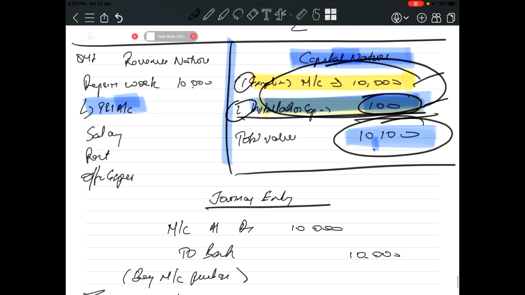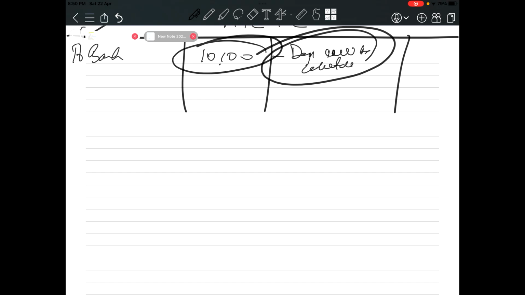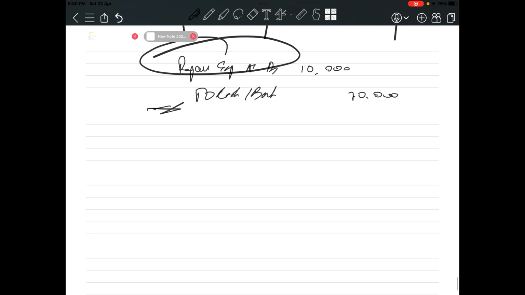Now if you have done some repair work, in this case what will be the journal entry for this? Repair is an expense, so repair expense account debit to bank or cash, 10,000 rupees. Now this is a nominal nature, so at the year end it will be closed by transferring to profit and loss account.